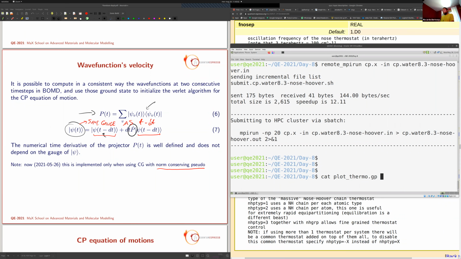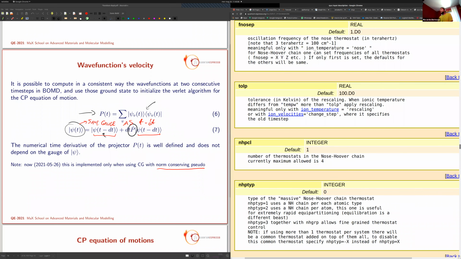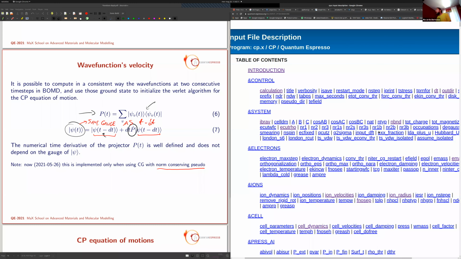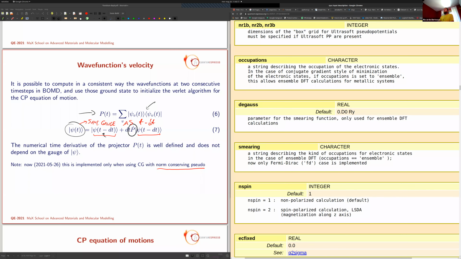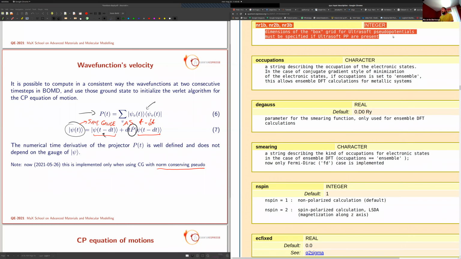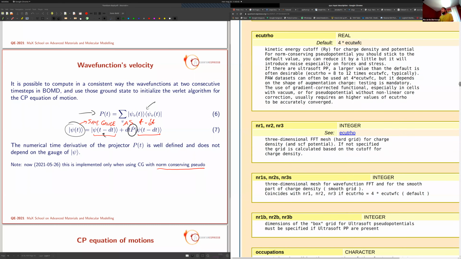For ultrasoft pseudopotentials, there are additional parameters that maybe I'll explain here in the input file. That is this number here. It uses a different algorithm with respect to the PW code, and you have to specify this number for the ultrasoft, which is some sort of grid around each atom to contain the additional charge, if I'm not wrong. So be aware, if you use ultrasoft, there is this additional input that you have to provide, and then yes, you can use whatever you want.